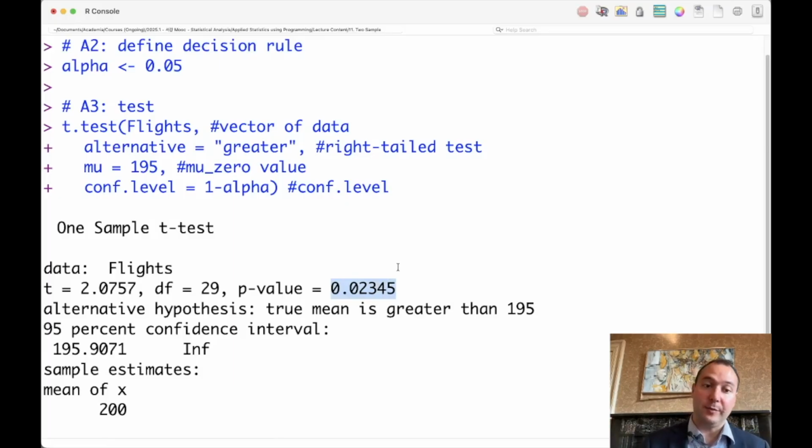I input that information already. So the alternative hypothesis is the true mean is greater than 195. R already knows what our alternative hypothesis is because we used a right-tailed test. So is our test significant? Let's look at our p-value. Our p-value is 0.02. Is this less than 5%?